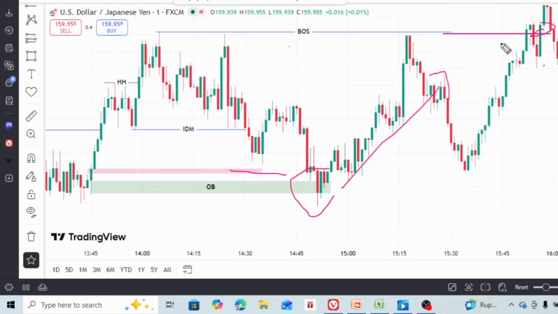Okay, so we will talk more about the external and internal liquidity as well, but these are all considered as the internal structure. So this is about the order block. I think this will be enough, and I hope you understand what an order block is.